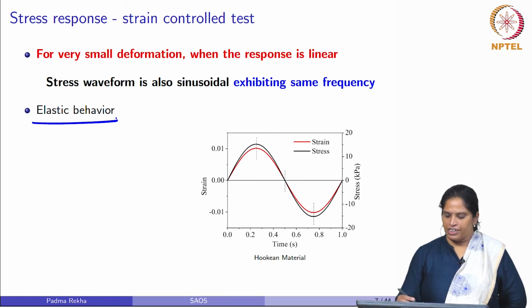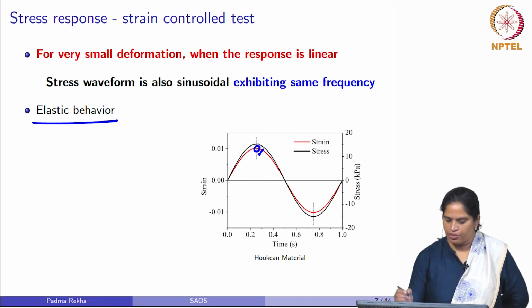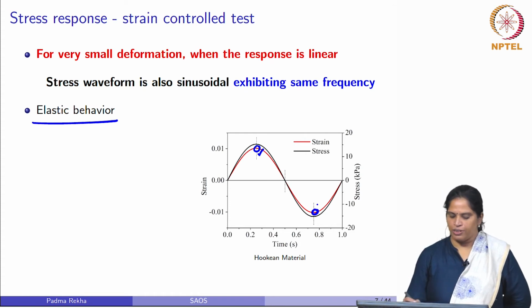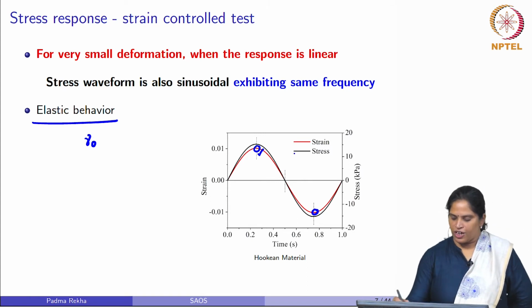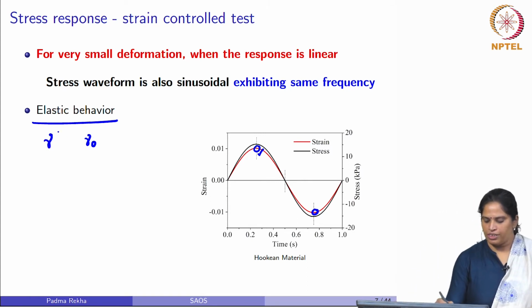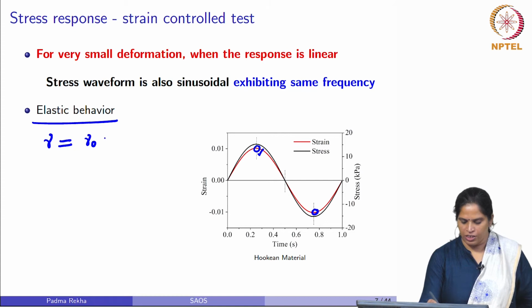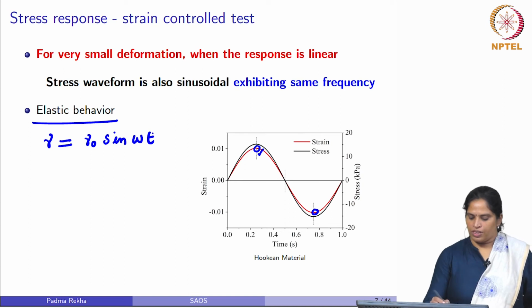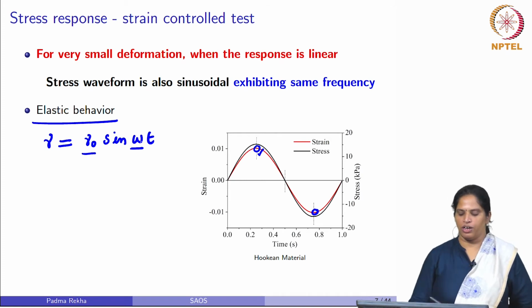when we subject the material to a sinusoidal strain, the red color one is the strain waveform. So, we have given an input with a strain amplitude, which we define as gamma naught, and it is a sinusoidal waveform. If we want to mathematically represent the sinusoidal strain waveform, we can write it as gamma equals gamma naught sin omega t. It is a sine waveform with an amplitude of gamma naught and a frequency of omega.